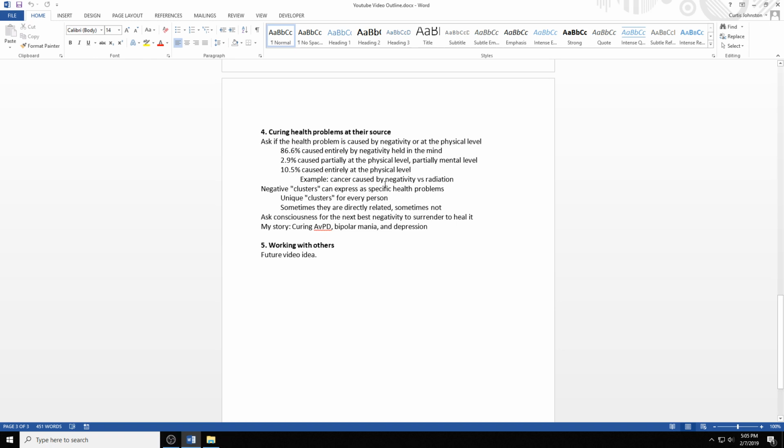Although holding negative beliefs in your mind might cause you to be more accident prone and get into physical things. But anyways, an example of the difference between health problems caused by negativity versus at the physical level is cancer. As it turns out, cancer can be caused entirely by negativity, or it can be caused at the physical level if you are exposing your body to carcinogens or radiation. If you walk into the nuclear reactor room and get bombarded with radiation, you're going to get cancer, and that's not caused by negativity in your mind, that's just caused at the physical level.